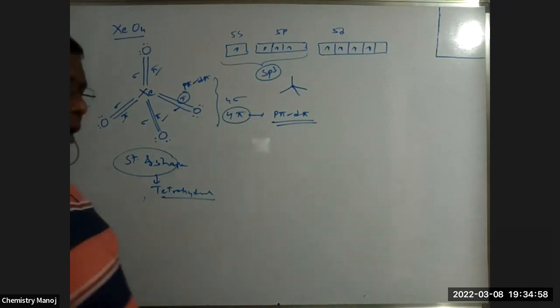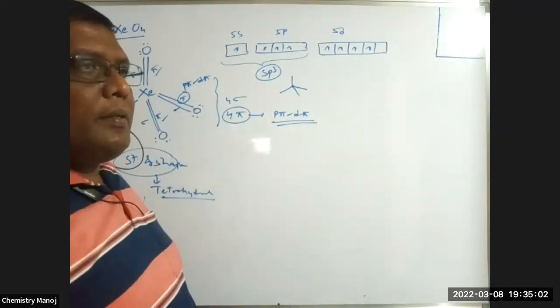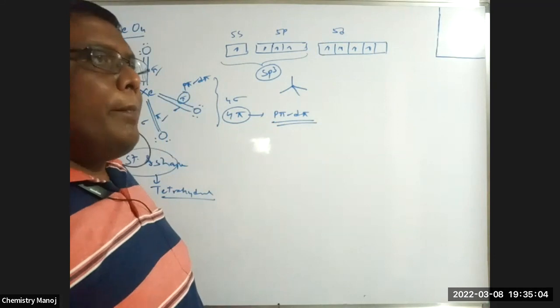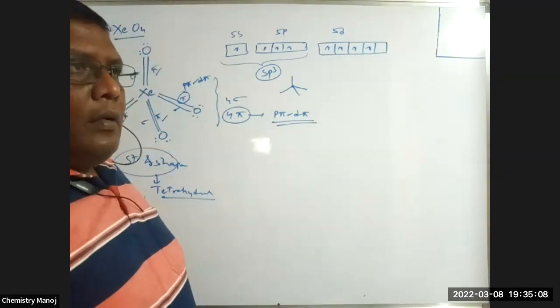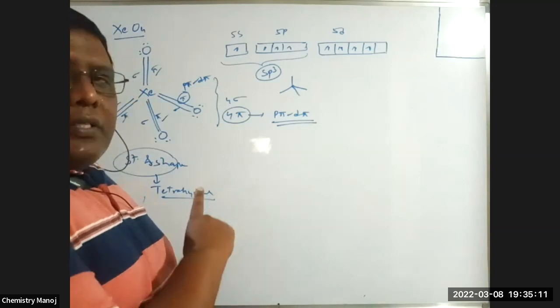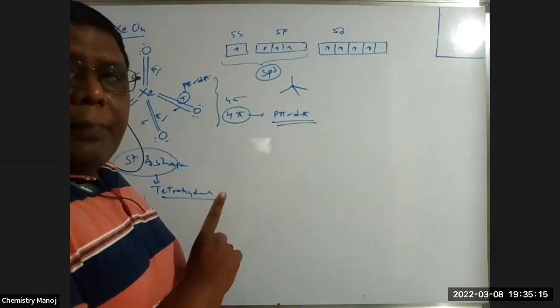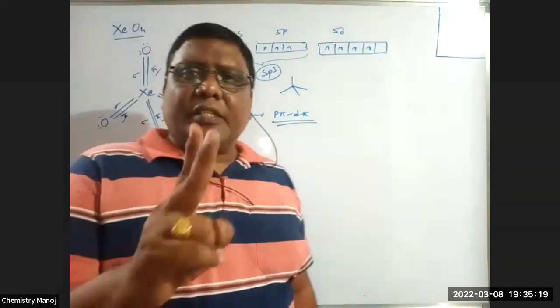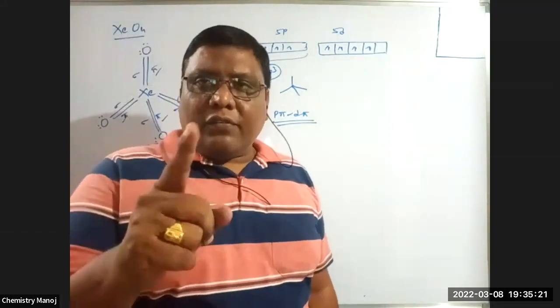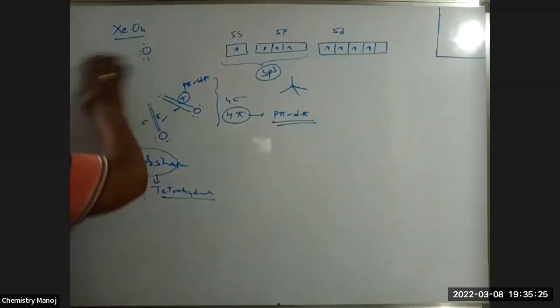How many p pi p pi bonds are there? 0. How many d pi d pi bonds are there? 0. All the pi bonds in these cases are only p pi d pi bonds. Okay, now one oxygen means 2 bonds, and one fluorine has 1 bond. So like that, see.